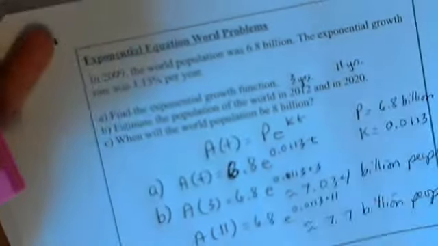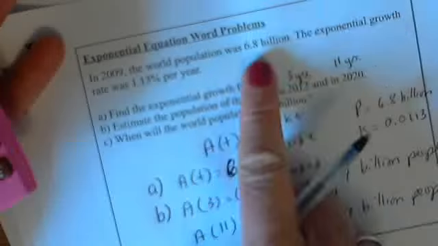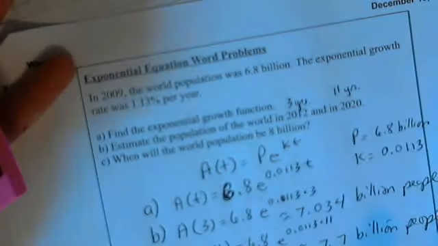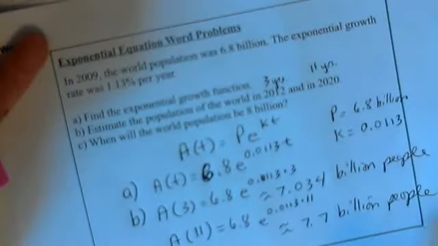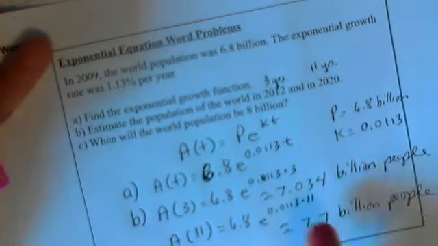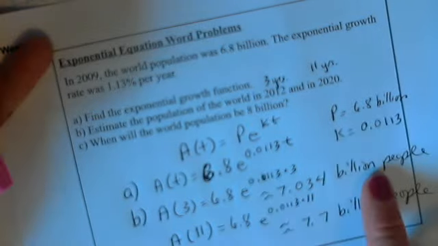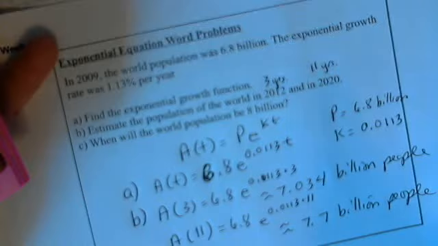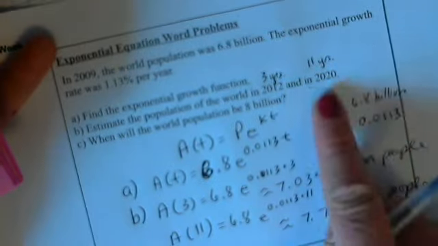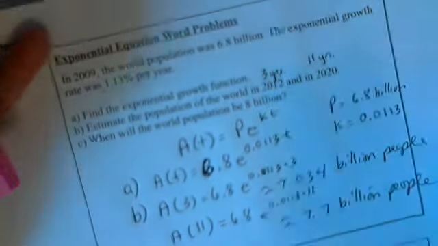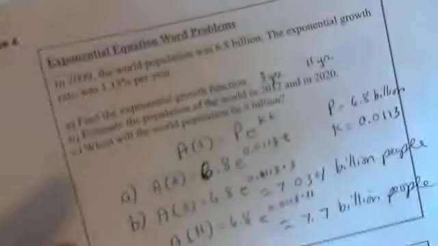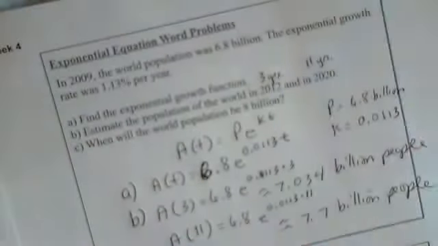So it doesn't seem to be growing too terribly fast. We go from 6.8 billion in 2009 to about 7 billion in 2012. I wonder if that was accurate, by the way. We could look up the stats for 2012 and see. And then we get about 7.7 billion in 2020. Now we have one thing left to do, and I'm going to go to another piece of paper because I'm not going to have enough room here.